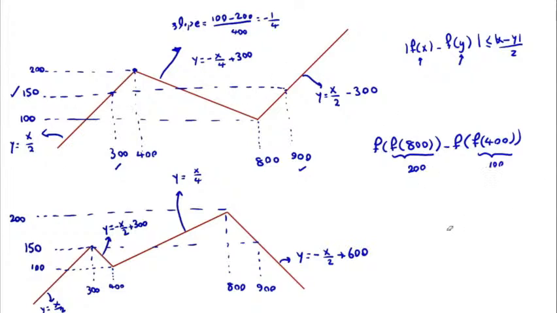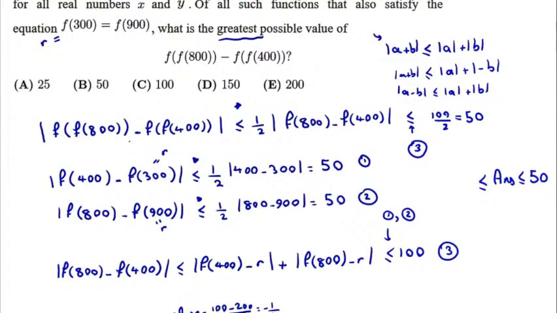Okay. So if we consider this case, f of 800 will be 200. And f of 200 will be what? f of 200 is here. It will be 200 over 2, 100. Minus f of 400, which is again 100. f of 100 again will be here. It's 100 over 2. It will be 50. So in this diagram, we've shown that 50 is reachable. So the answer is B.